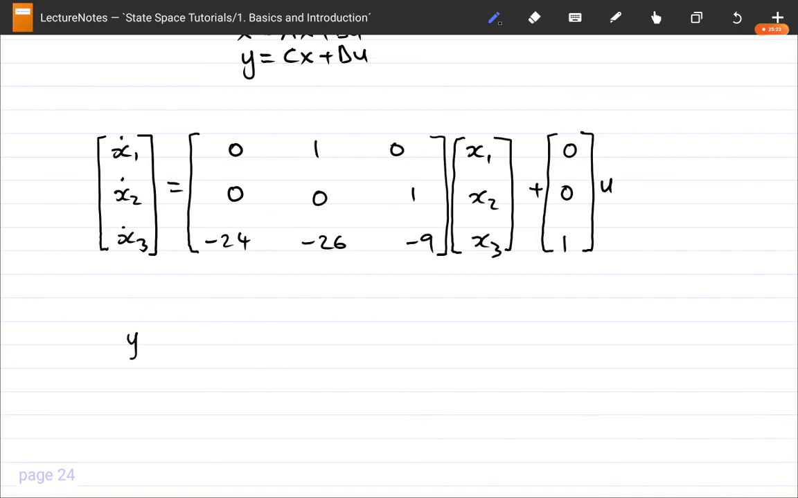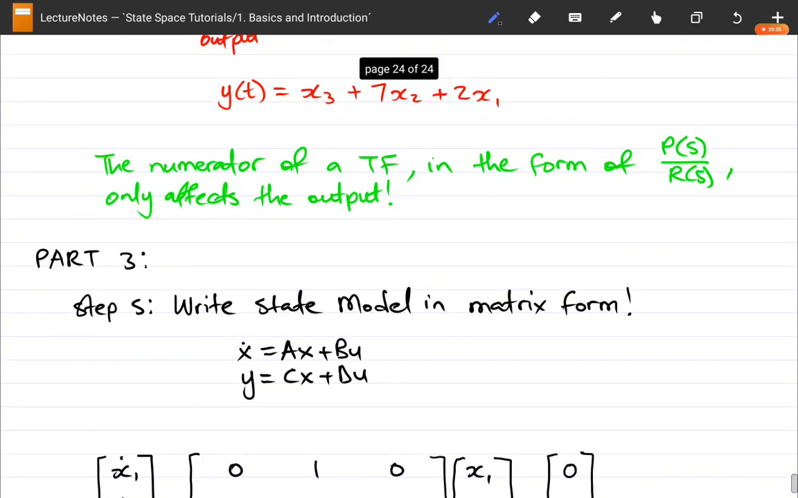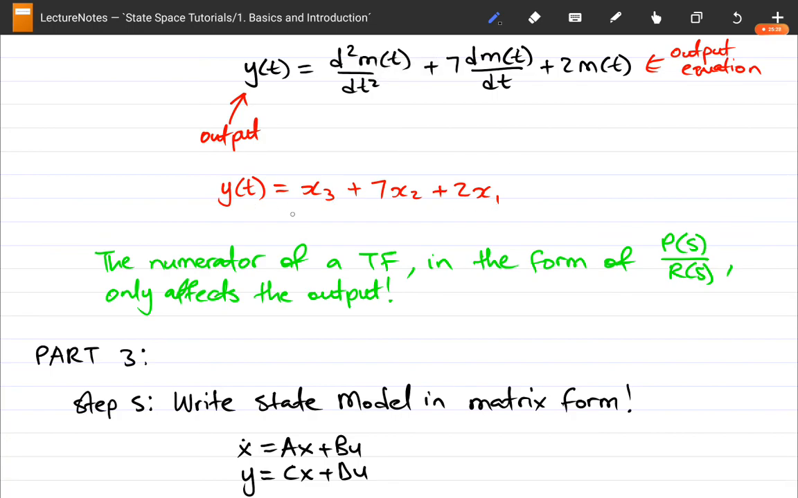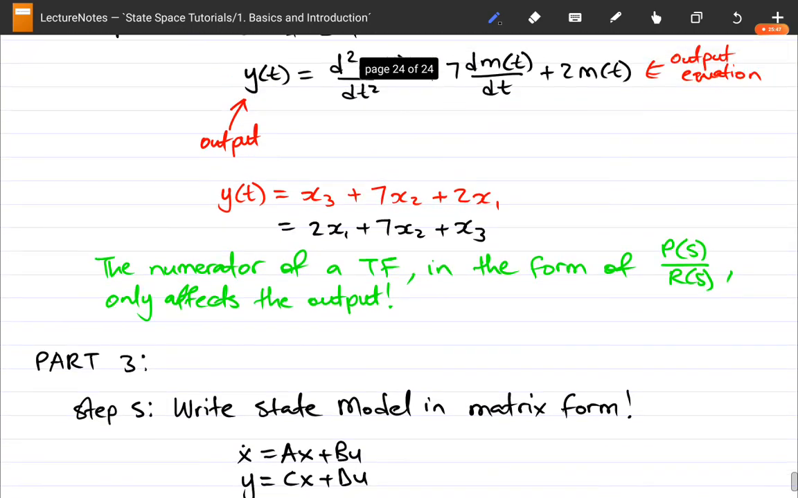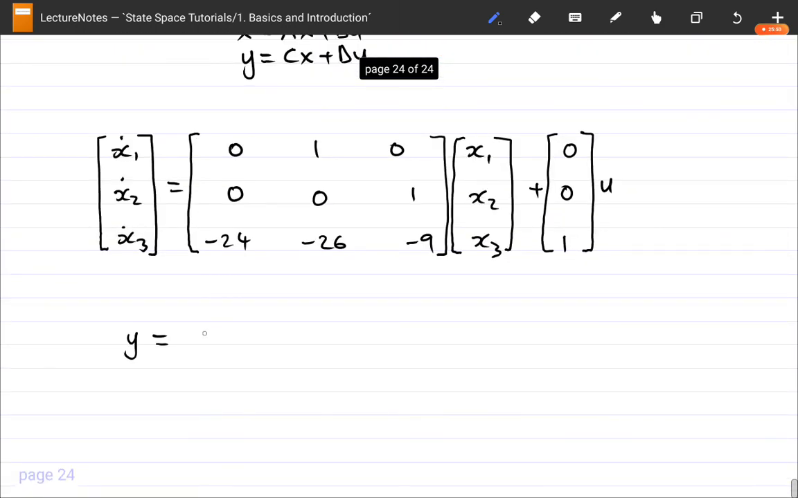And then we have y. So now y, we pointed out that it is defined by this, and if I rearrange this properly so that we start with x1 followed by x2 then x3, we get 2x1 plus 7x2 plus x3. So the coefficients are 2, 7, and 1 in that order, and that's x1, x2, and x3.